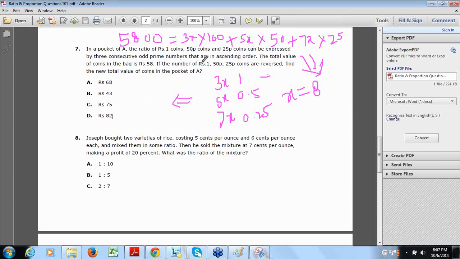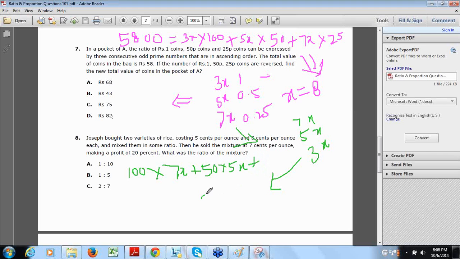Okay. Now it is saying, if the numbers of 1 rupee, 50 paisa and 25 paisa coins are reversed, so now it is 3:5:7, it has been reversed into 7:5:3. So 7x, 5x, 3x. That is the new ratio. Now put this here. So what will be the new value? 100 into 7x plus 50 into 5x plus 25 into 3x. Now if you sum it, what will it come out to be?